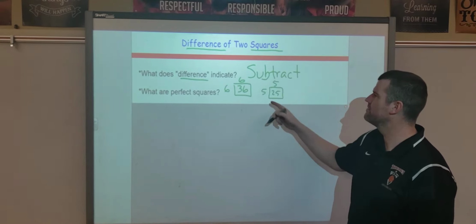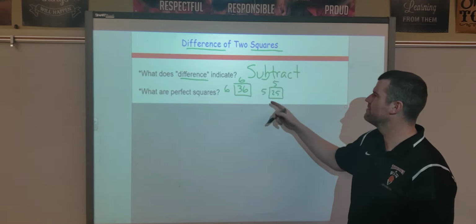1, square root of 1 is 1. 4, square root of 4 is 2. 9, square root of 9 is 3. 16, 4. 25, right? It's 5. If we go up here, square root of 121 is 11, right? So it's a perfect square because we can take the square root of it and get a whole number.